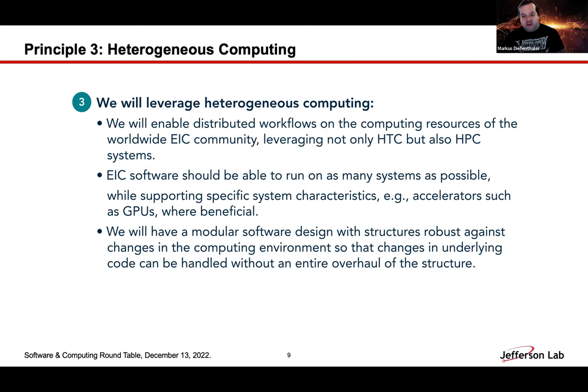EIC software should be able to run on as many systems as possible by supporting specific system characteristics. For instance, accelerators such as GPUs would be beneficial. We will have a modular software design with structures robust against changes in the computing environment, so that changes in the underlying code can be handled without an entire overhaul of the structure.